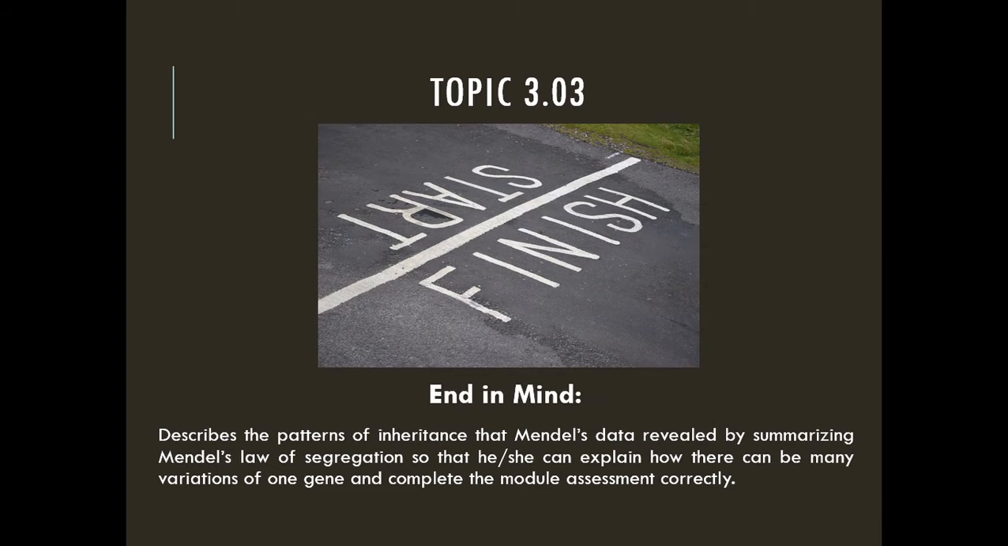It is very important to start with our end in mind. So for topic 3.03, the end in mind is the following. Describe the patterns of inheritance that Mendel's data revealed by summarizing Mendel's law of segregation, so that he and she can explain how there can be many variations of one gene and complete the module assessment correctly. Make sure to keep track of the end in mind in your Word document.